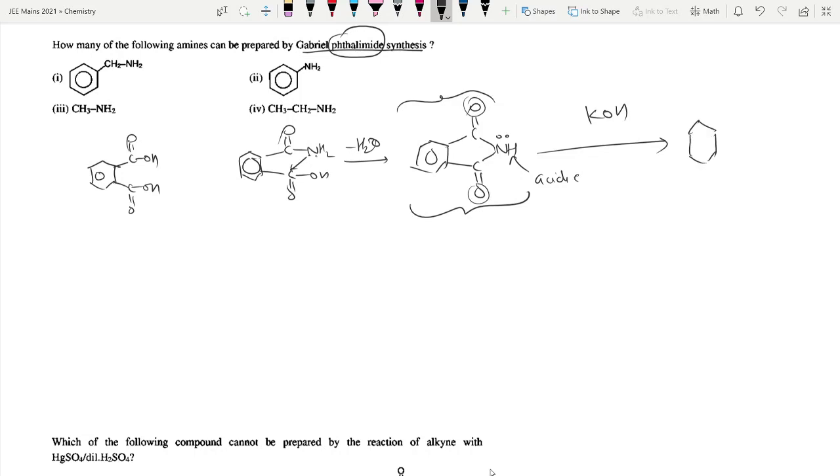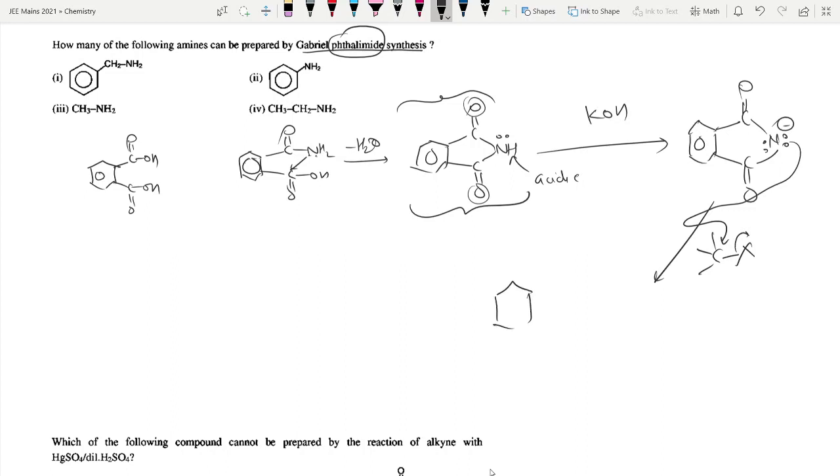So the phthalimide anion will look like this, and then you use an alkyl halide. This nucleophile attacks here and the halide gets released. Very simple.